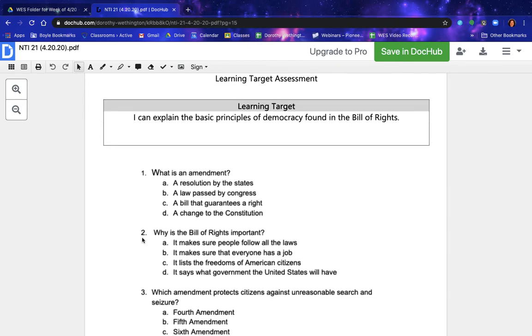Question 2. Why is the Bill of Rights important? A, it makes sure people follow all the laws. B, it makes sure that everyone has a job. C, it lists the freedoms of American citizens. D, it says what government the United States will have.